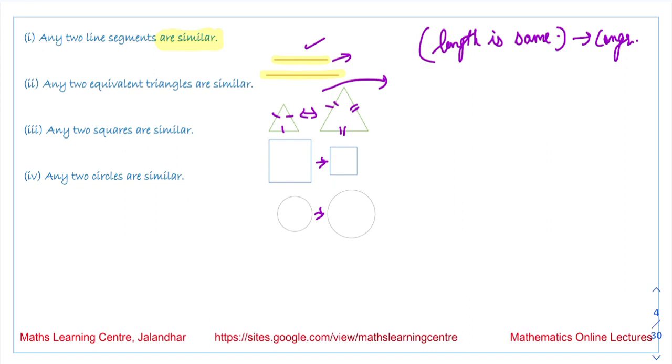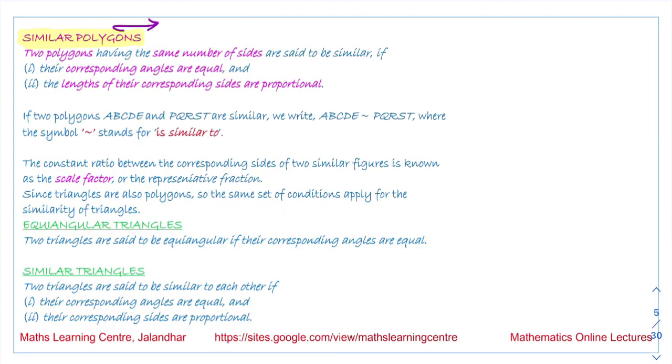Next we have similar polygons. Two polygons having the same number of sides are said to be similar if their corresponding angles are equal and the lengths of their corresponding sides are proportional. This is the definition for similar polygons. Polygon means any plane figure which has n sides.